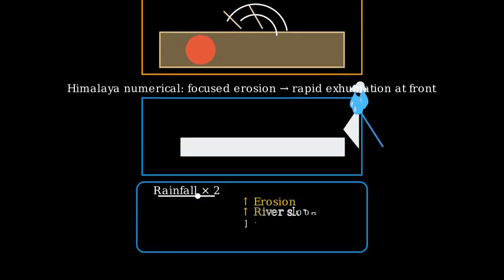A practical benefit of numerical models is scenario testing. We can double rainfall or change rock strength and predict how relief, river slope, and erosion respond. Analog models reveal spontaneous structures that guide our interpretations in the field. Together, they cross-validate each other.